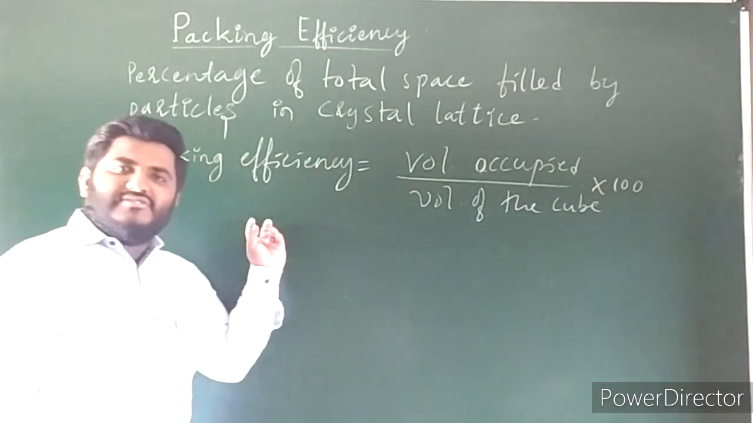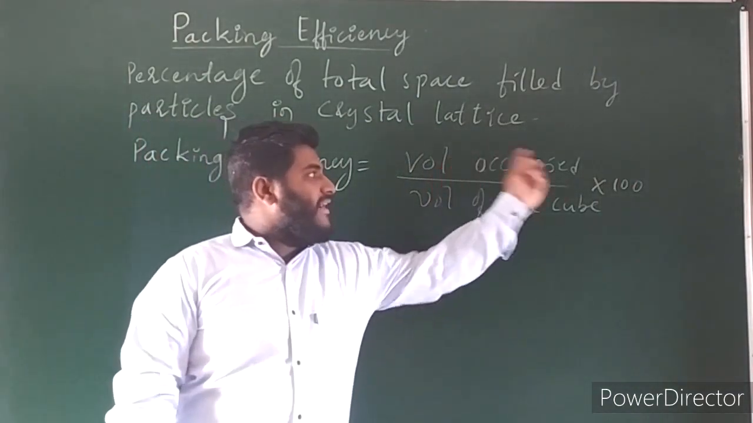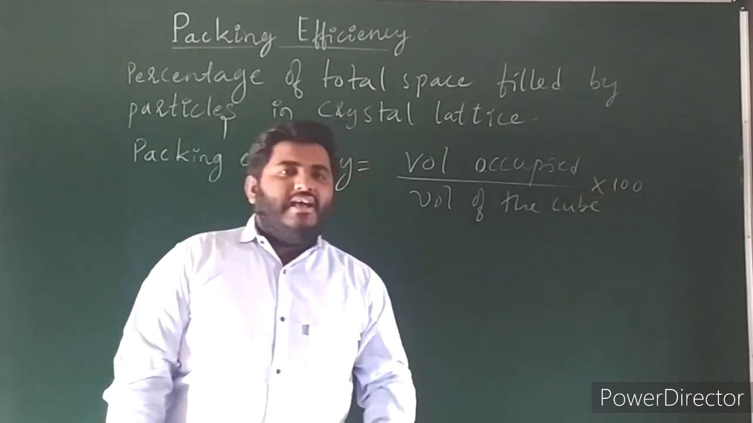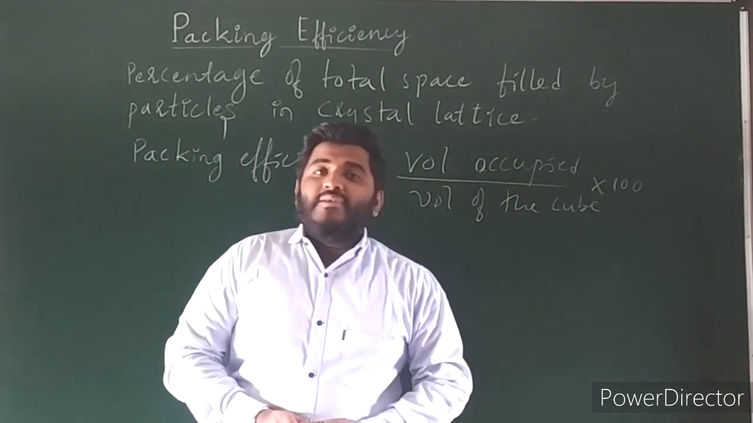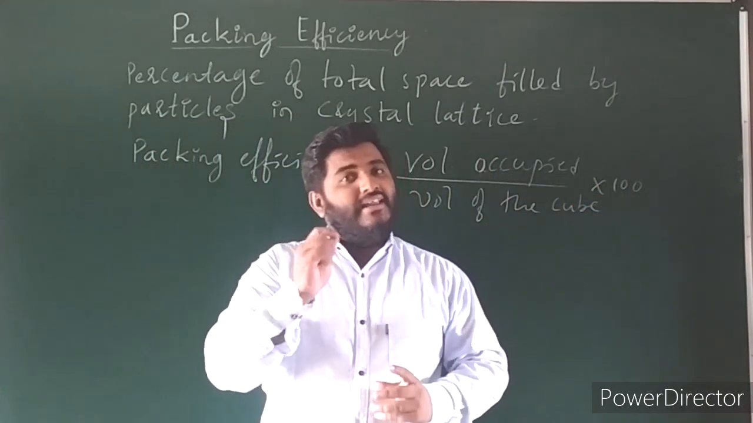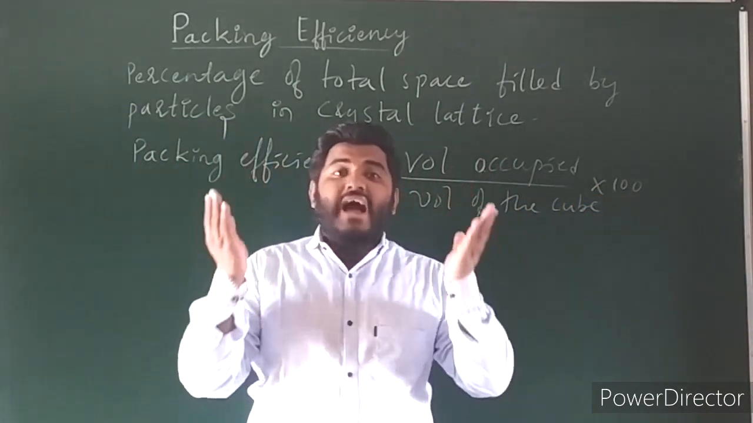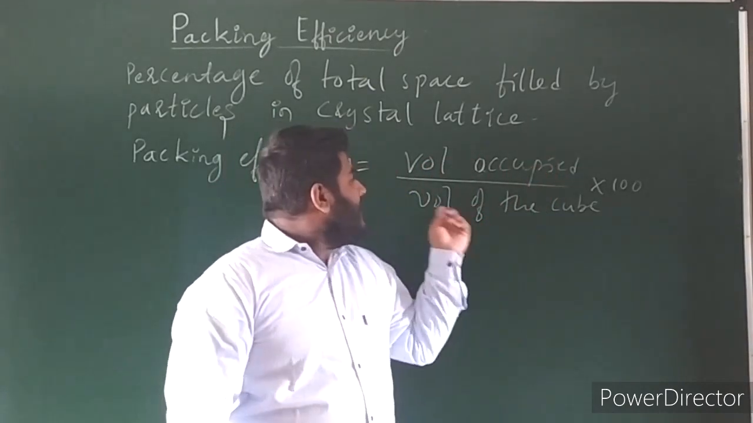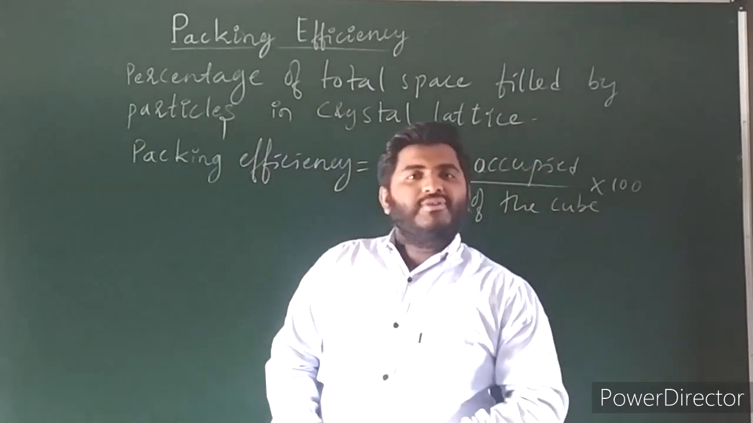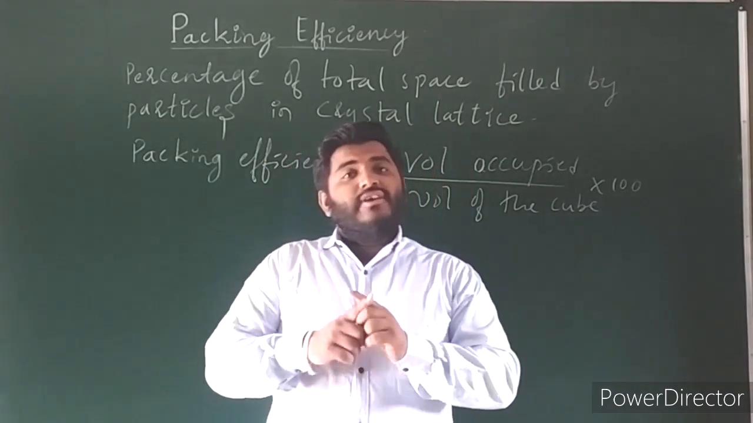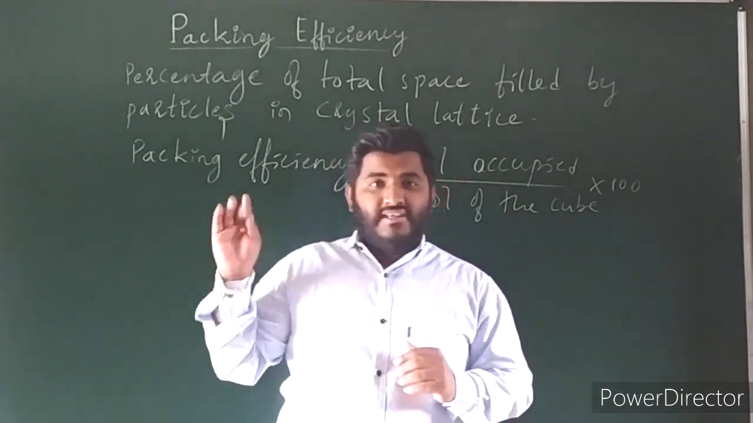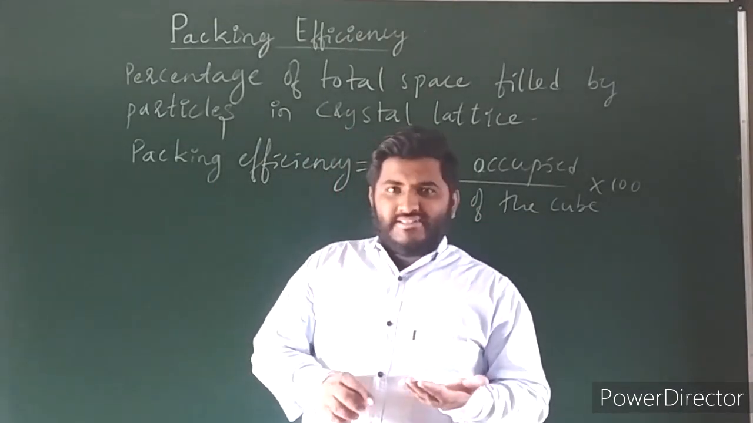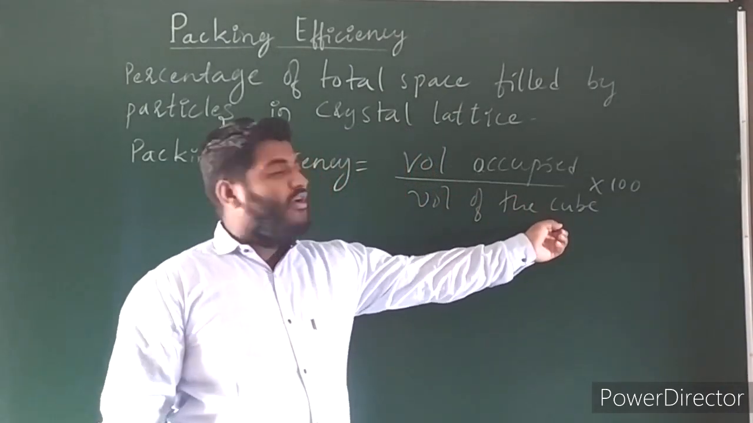See here, packing efficiency is equal to volume occupied divided by volume of the cube, into 100. So what is this volume occupied? That means how many particles are there in our given cube and how much space is occupied by those particles. That is nothing but volume occupied. Next, volume of the cube. Why are we taking a cube? Because in whatever close packing you are discussing, in all cases we are getting a cube. The 3-dimensional structure of a square is nothing but a cube.